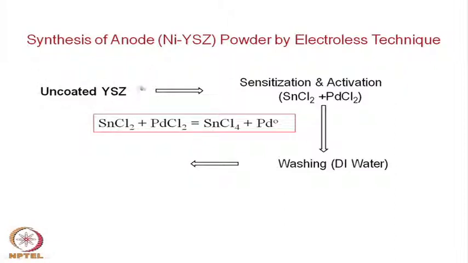You take YSZ powders and put them in a solution for sensitization and activation. These two purposes are served by stannous chloride, SnCl2, and palladium chloride, PdCl2. One acts as the sensitizer and the other as the activator, and one after the other you just add them. SnCl2 plus PdCl2, this is the kind of reaction one expects. It forms stannic chloride and palladium metal. Palladium metal is deposited on the surface of the YSZ powders.